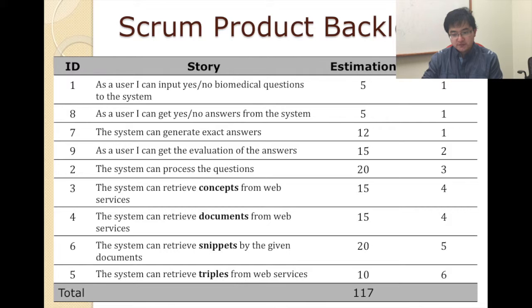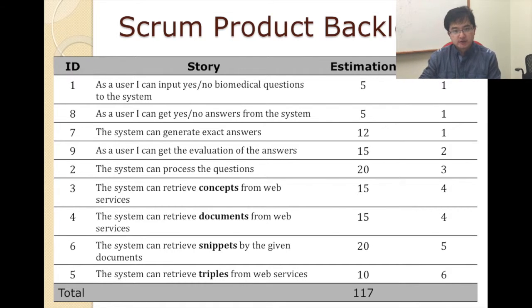And then for the snippets and concepts retrieval, we give them the second and third priority, since this is for choosing the candidates of our exact answer, and it's very important to fulfill our system. And for the triple retrieval, we give it the sixth priority, since we did not use the triples much in retrieving the exact answer in our system design.